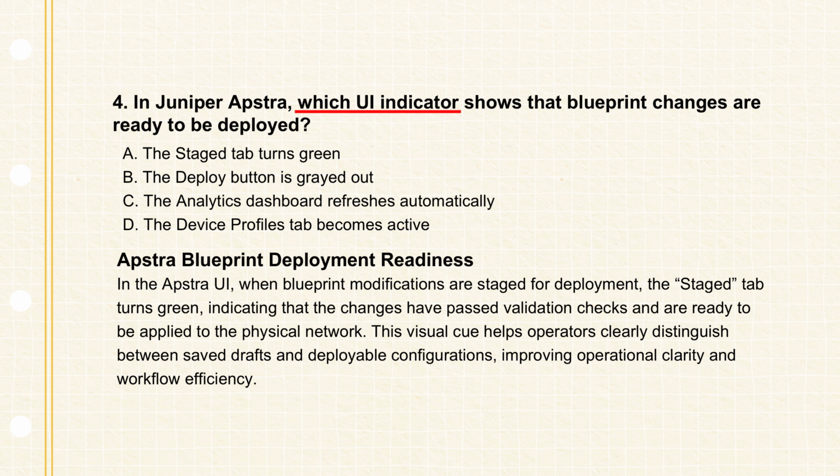Yeah, the visual cue. In the Apstra interface, you're looking for the Stage tab. When that turns green, you're good to go. It means all the checks have passed, the configuration is generated, and it's ready for deployment onto the devices. Simple, but important. Okay, green means go. So the Stage tab is green.